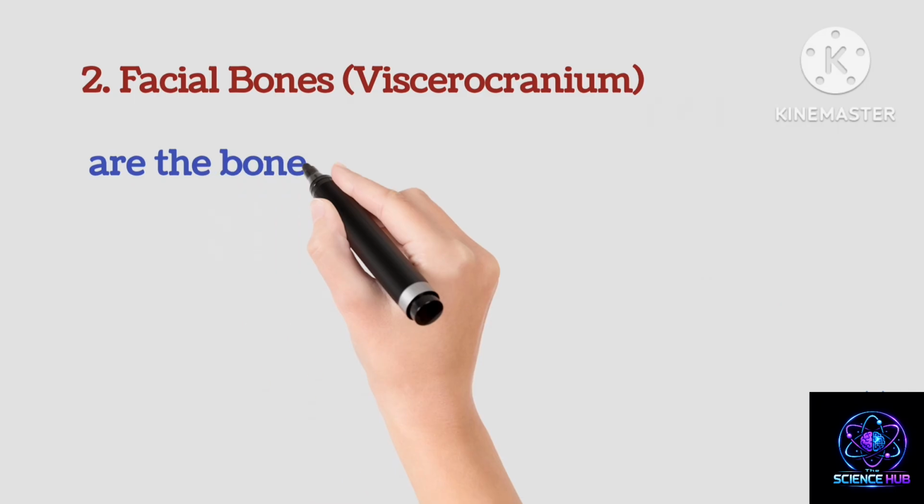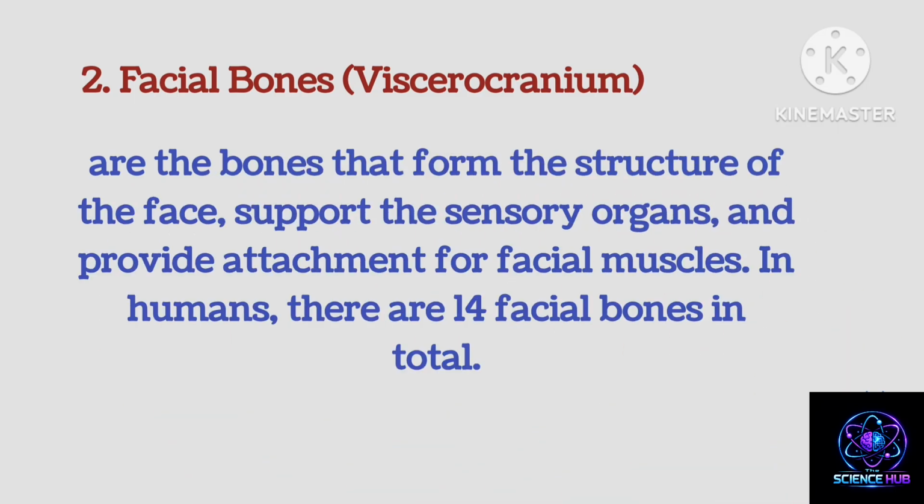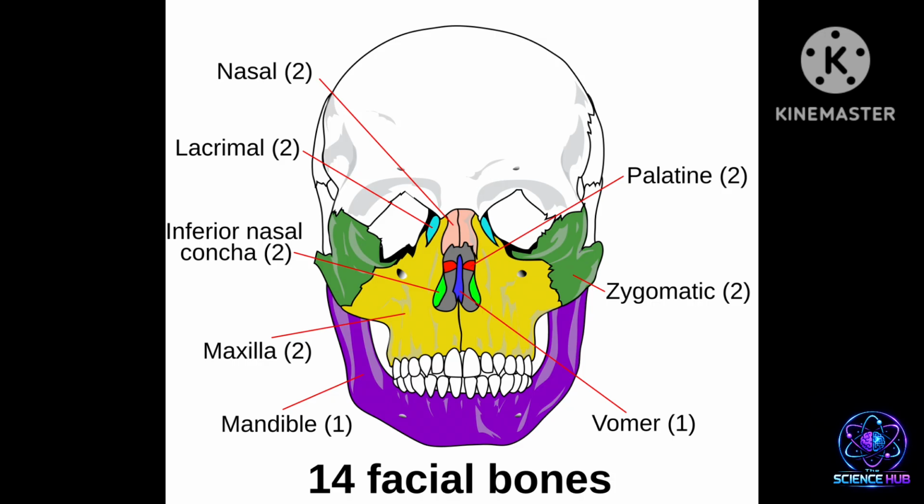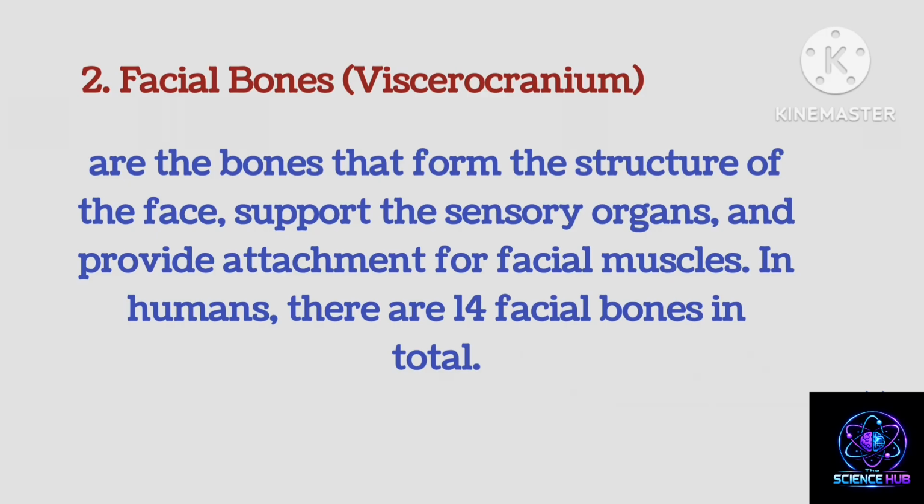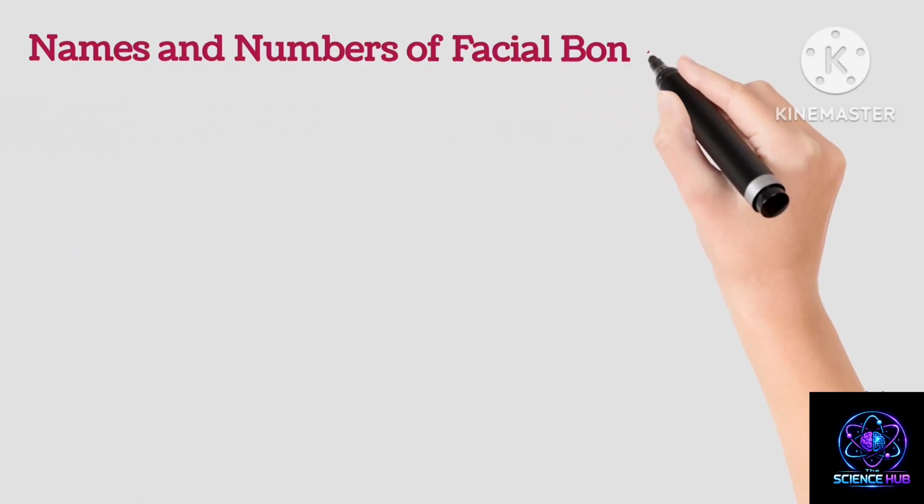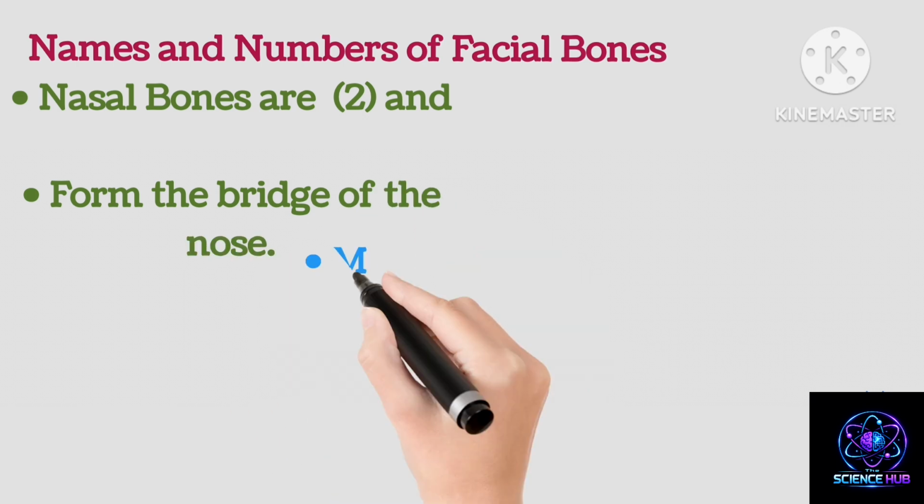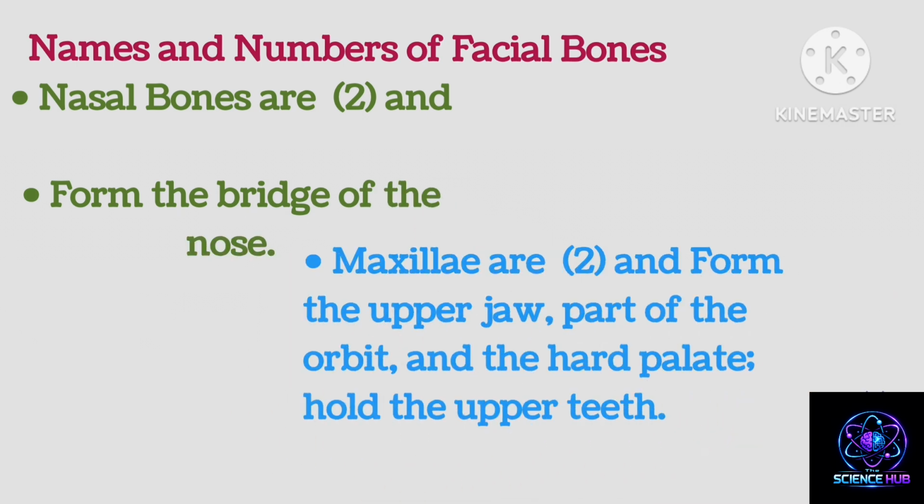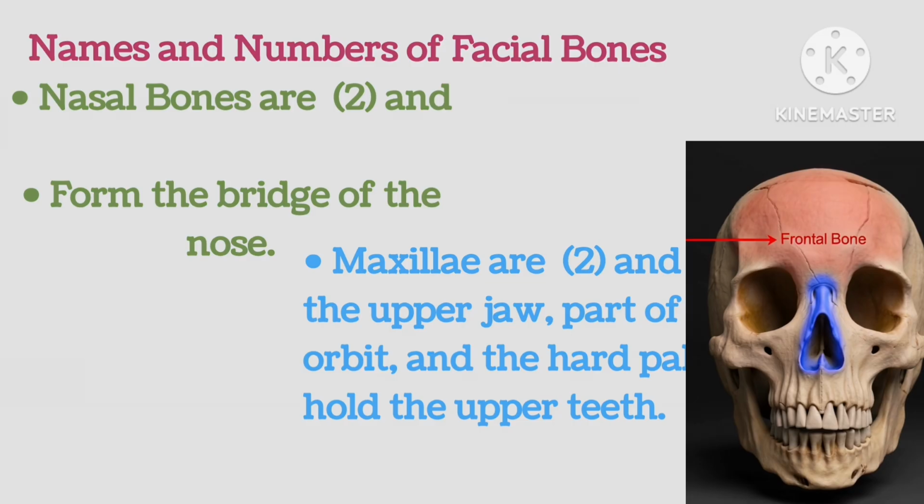2. Facial bones, viscerocranium, are the bones that form the structure of the face, support the sensory organs, and provide attachment for facial muscles. In humans, there are 14 facial bones in total. Names and numbers of facial bones. Nasal bones are 2 and form the bridge of the nose. Maxillae are 2 and form the upper jaw, part of the orbit, and the hard palate, hold the upper teeth.